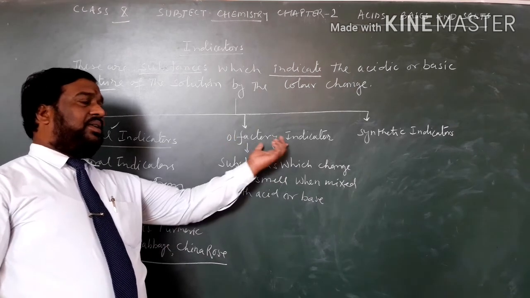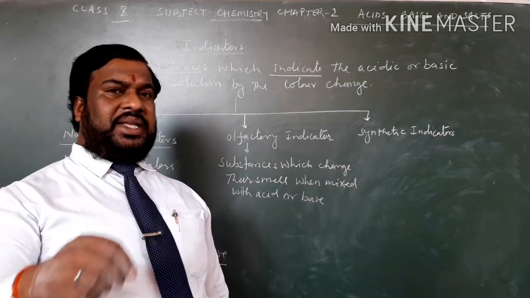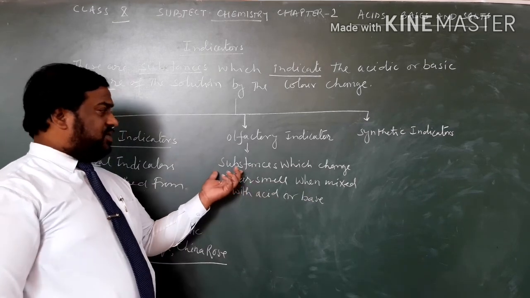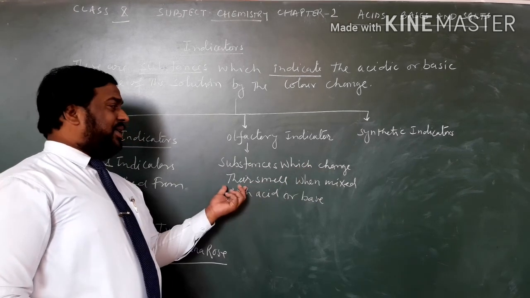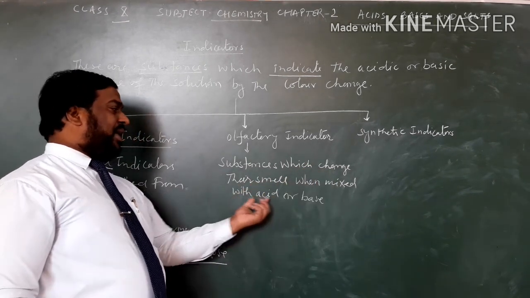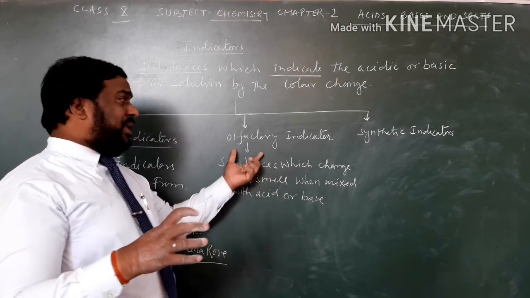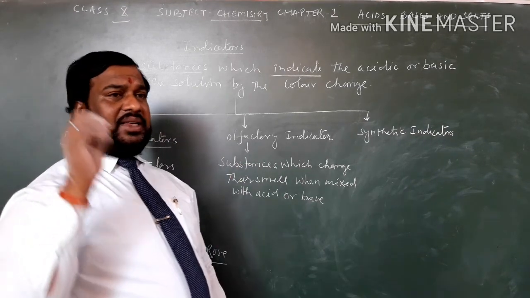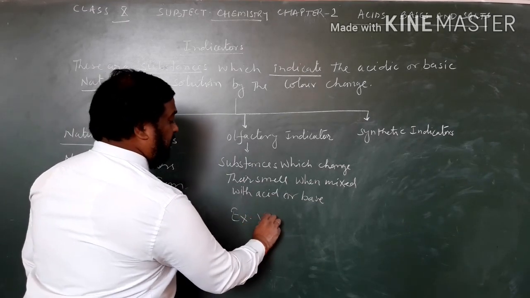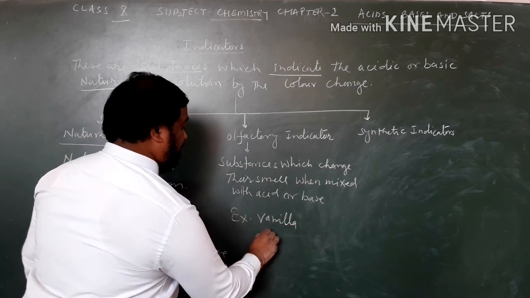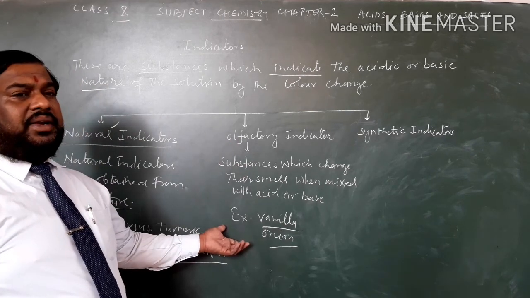Second one, olfactory indicators. Olfactory means smell, a change in smell. These are substances which change their smell when mixed with acid or base. For example, vanilla and onion are both olfactory indicators.